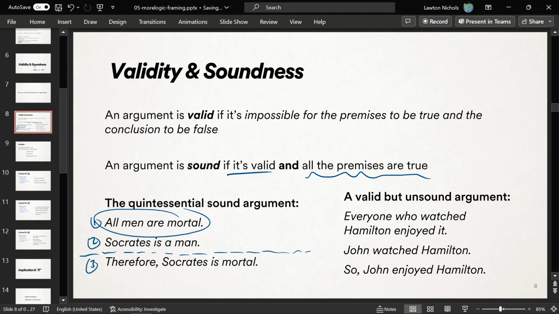So are all men mortal? Unless we've been lied to, I think that's true. And then is Socrates a man? I guess there's a debate on whether Socrates even existed, but let's trust Plato and assume that he really did. So those are two true statements, and so it's a sound argument. All right, do we see that? Do we also see why it's valid? Why the conclusion follows from the premises?